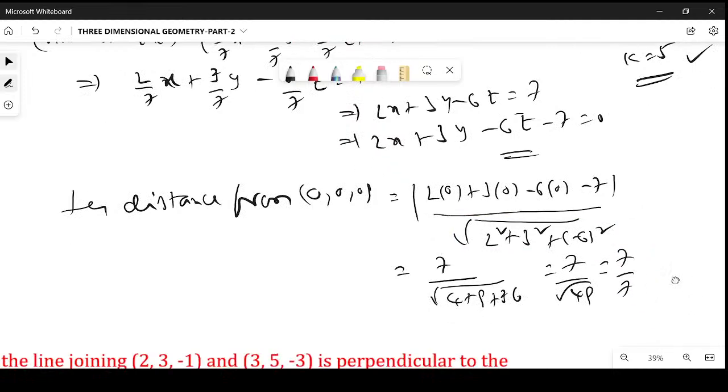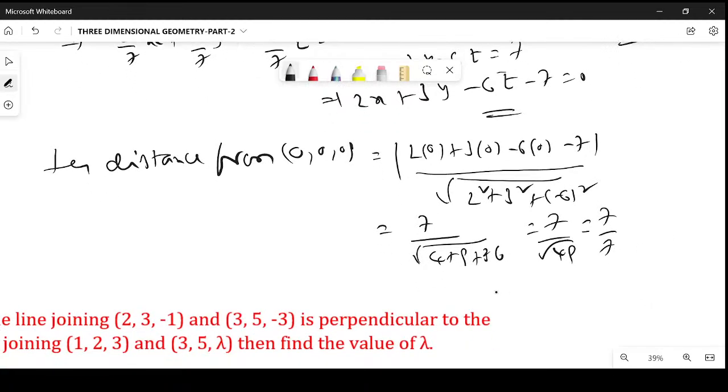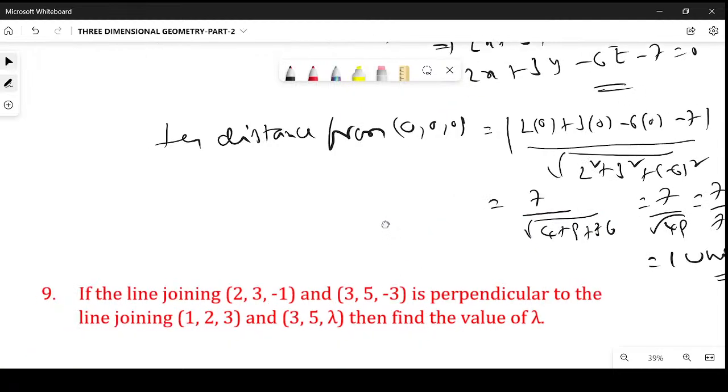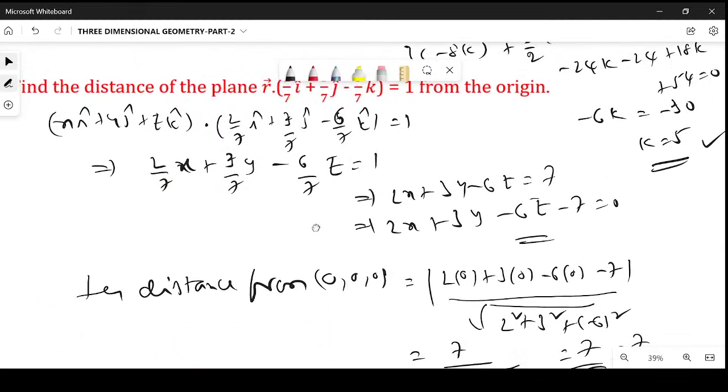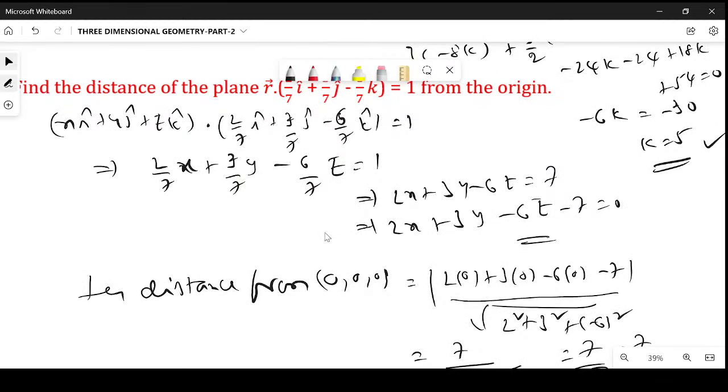Correct? It gives 1 unit. So in one of the problems I explained that formula. It gives 1 unit, so that is your required answer. The thing is, I explained it in the Cartesian form. Then I have taken the Cartesian form, that will be easy. You understood here. Sometimes they will ask: write the Cartesian form, then find the perpendicular distance.